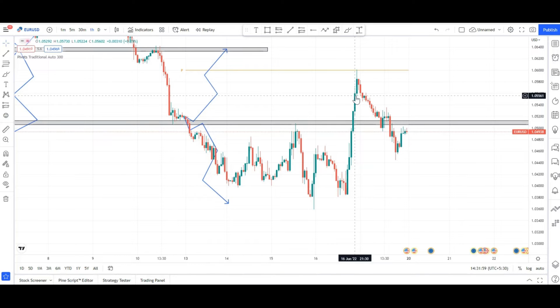You can see that our analysis is 90 to 95% accurate, guys. And also I have told you the downside target was also hit, and the upside momentum also.